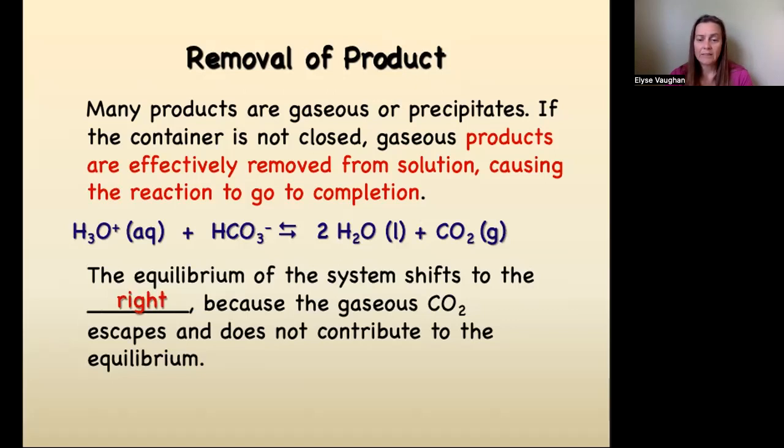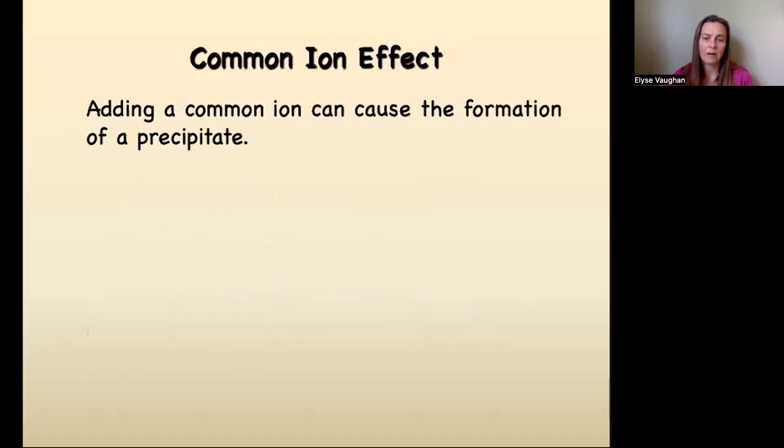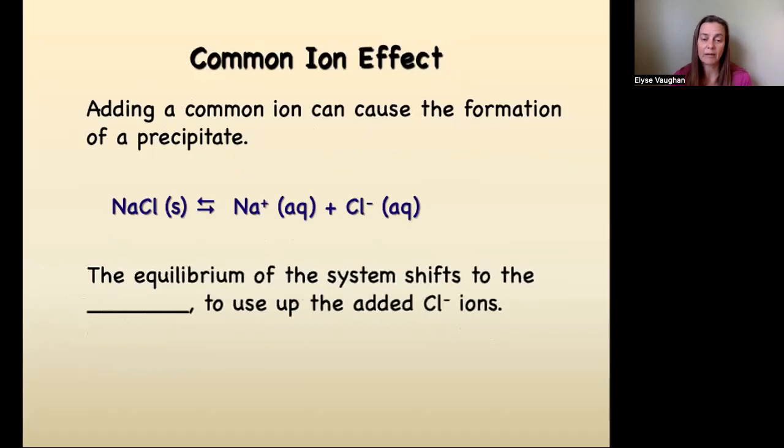And then our last thing that we're going to talk about when it comes to LeChatelier's principle is adding a common ion. And this can cause the formation of a precipitate. So if we think about an electrolyte dissolving in solution, an ionic compound dissolving in solution, if I add some other source of one of those ions, then that can, in order to use up, so if in this example I added hydrochloric acid, so I'm adding some other source of chloride ions, that's going to shift this equilibrium to the left to use up the added chloride ions. And that's going to cause sodium chloride to precipitate out of our reaction.